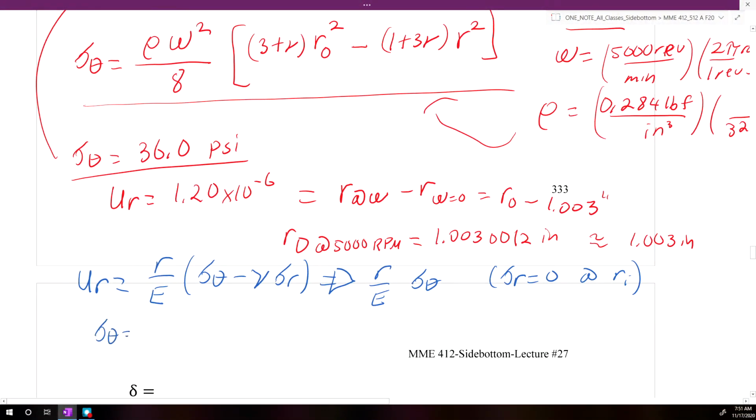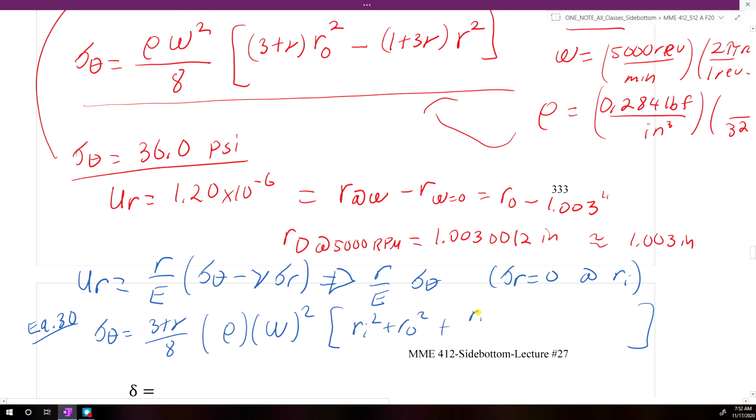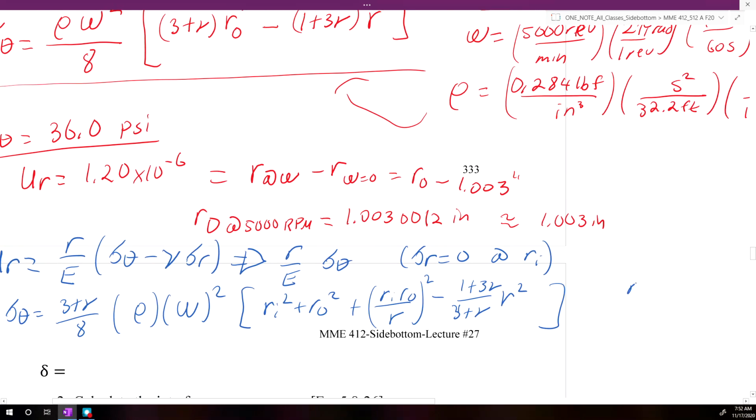So if you solve for sigma theta for a rotating disk, it's going to be equal to, this is equation 30, 3 plus the Poisson's ratio divided by 8 times omega, the rotational velocity squared, times the inner radius squared plus the outer radius squared, plus the inner radius times the outer radius divided by the radius squared, minus 1 plus 3 times the Poisson's ratio divided by 3 plus the Poisson's ratio times the radius squared. Alright, so we're plugging this all in at the inner radius.